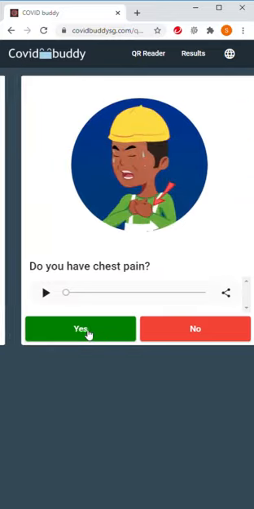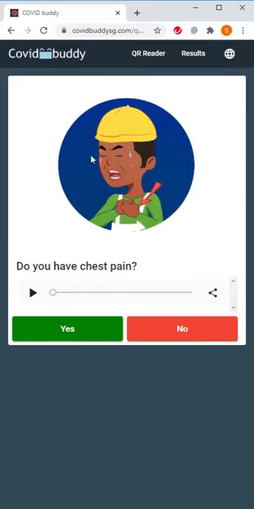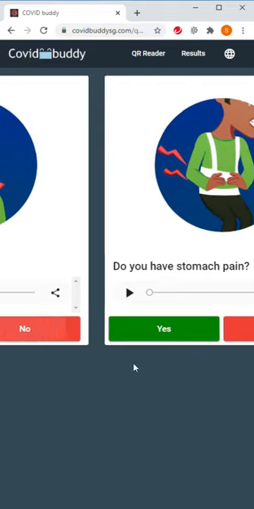Every single picture has been tested with a group of at least 40 people, and if 90% of the people can accurately identify the symptom just by the picture, then we'll use the picture.